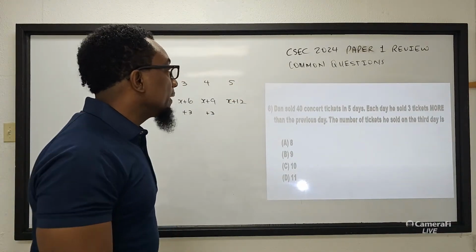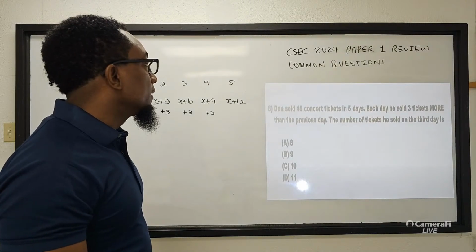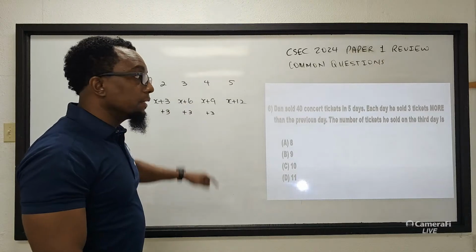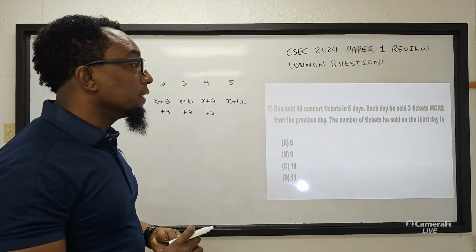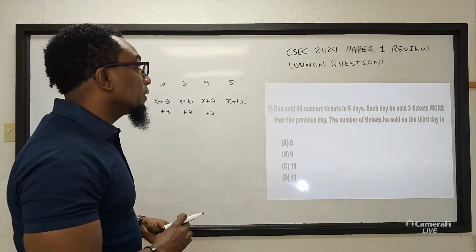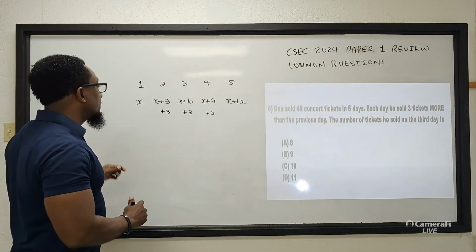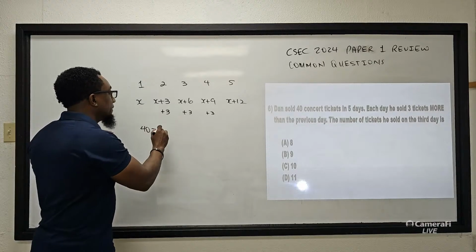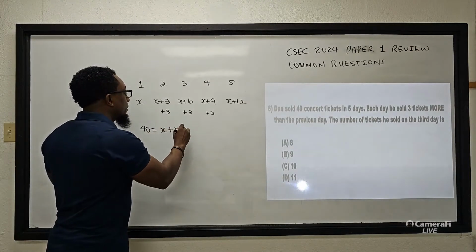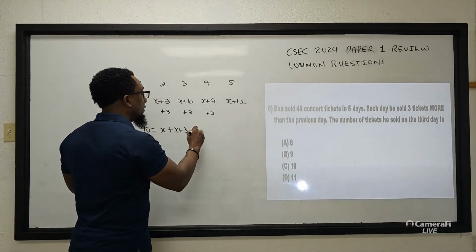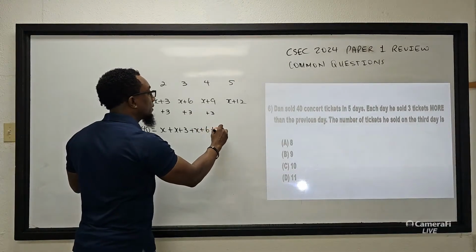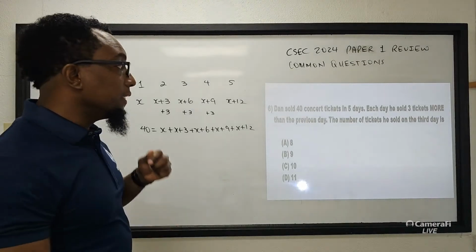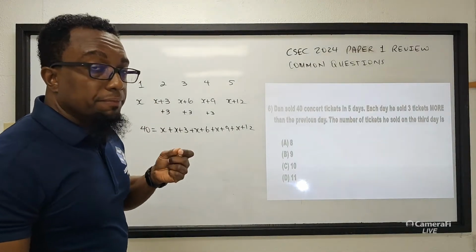Good? So what we can do here, we can create an equation to help us to find X, which in turn will help us to determine how many tickets he sold on the 3rd day. So if he sold 40 concert tickets, then our 40 concert tickets will be equal to the number of tickets he sold on the 1st day, plus how many he sold on the 2nd, plus how many he sold on the 3rd, 4th, and 5th. So we have created an equation here where we can comfortably find the value of X.